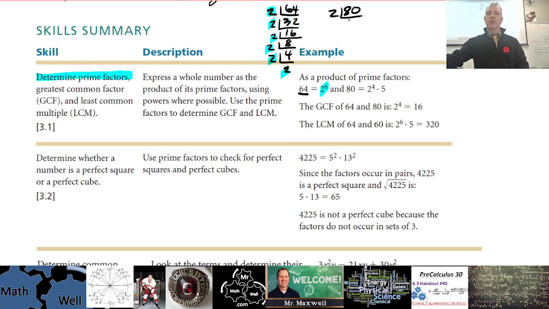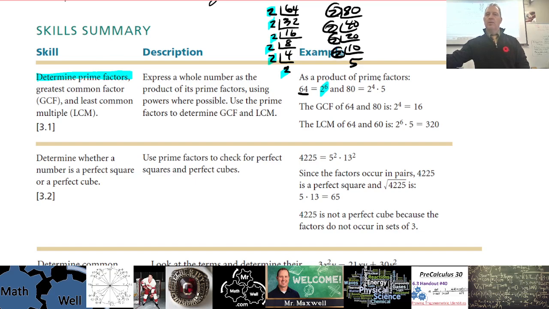For 80, we do the same thing. Let's divide by 2, you get 40. Divide by 2, you get 20. Divide by 2, you get 10. Divide by 2, you get 5. Now 5 is a prime number, so we stop. And so that's where we get 2 times itself 4 times, and then times 5.